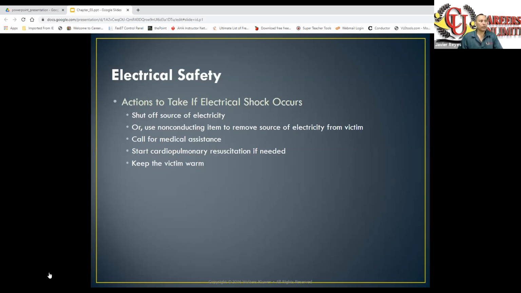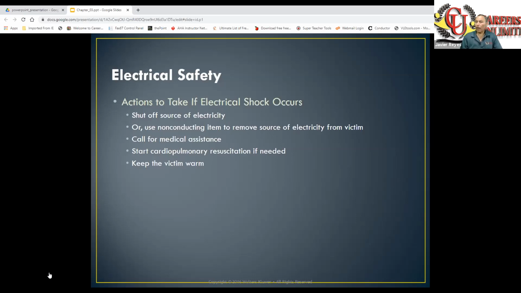Okay, shut off the source of electricity first. If you can, disconnect the appliance, the object, whatever it is, disconnect it. Okay, use a non-conducting item to remove the source of electricity from the victim. If possible, something that is non-conducting like plastic or wood can be used. Okay, call for medical assistance. So when someone's electrocuted, call for medical assistance.